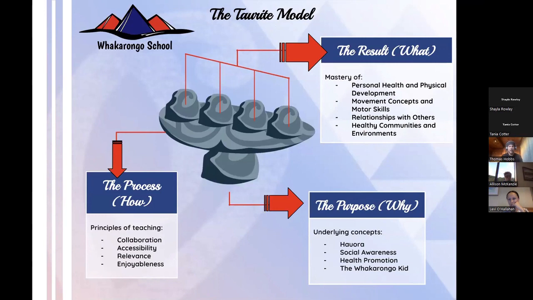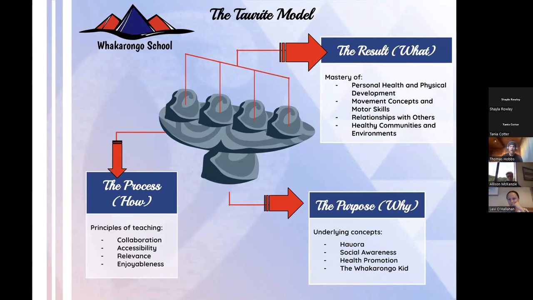So we had obviously our start with the why, looking at the underlying concepts, and a lot of this came straight from the actual curriculum itself, looking at the concepts of hauora, social awareness, health promotion, and the Whakarongo Kid, which is our values system that we have at our school. So that's our school connection to the curriculum.